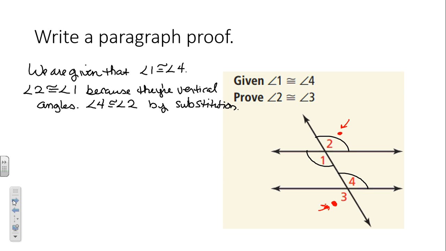Okay, I like where we're going. Now we've got to get 3 in here somehow. What do you think, Zach? How can we introduce 3 into our proof? What does 3 have to be equal to? Why? Because it's vertical, absolutely. Angle 3 is congruent to angle 4 because they're vertical.